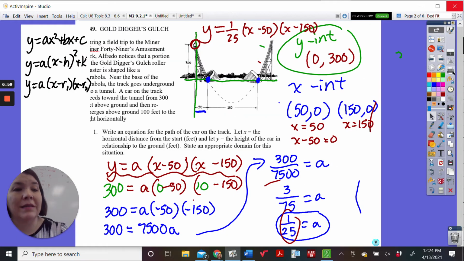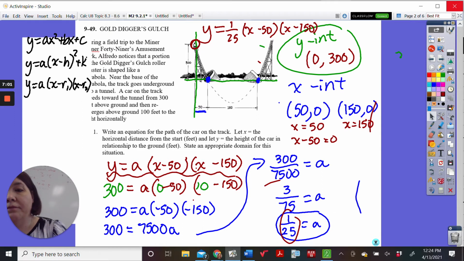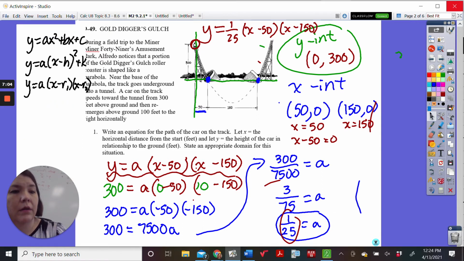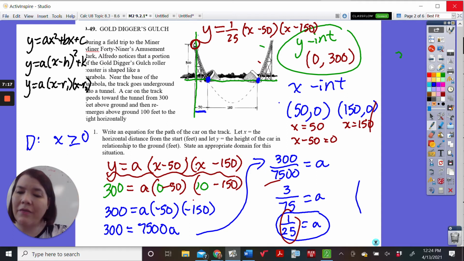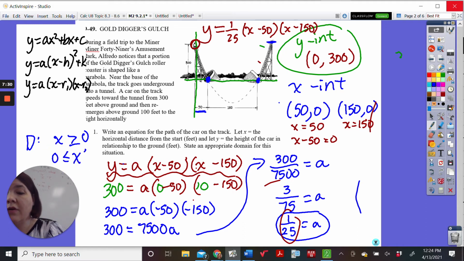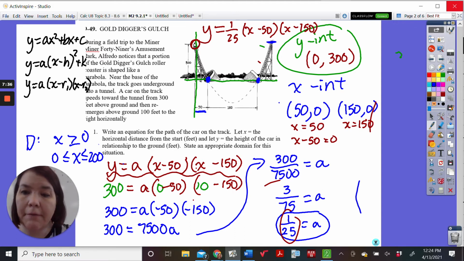where's our domain? It said to state an appropriate domain, and I would say that x has to be bigger than 0. Obviously, it can also equal 0. When it does, we get our y-intercept of 300. And then eventually I'm going to be off the parabola portion of the ride. So based on this picture, it looks like it gets back up to as high as it was, which happens around 200. So I'm going to say that x is between 0 and 200. So that's my domain.